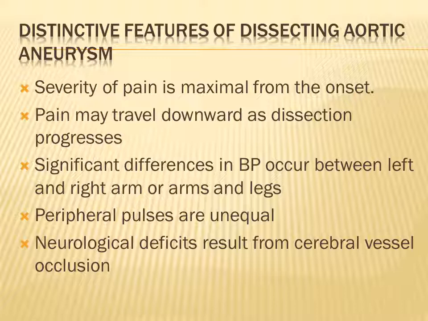A distinctive feature is that the pain is maximal from the onset. Usually your MI pain tends to escalate as the injury occurs, but this type of pain is maximal from the onset. It travels downward as the dissection progresses. We have once again those differences in blood pressure. Peripheral pulses tend to be unequal too, so you may have a good carotid or radial on your right and not on your left.